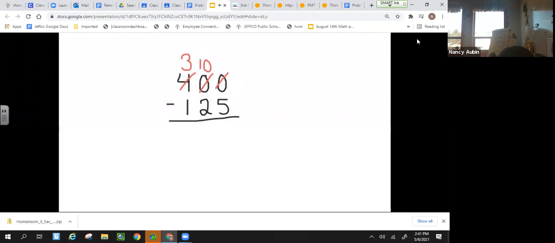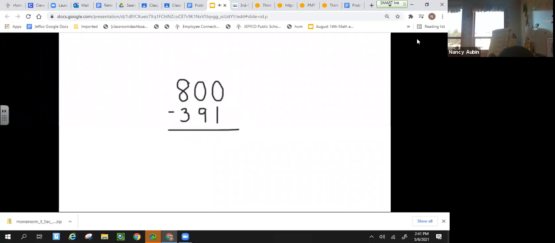Now that we have a 10 in our tens place, we can borrow from the 10, take 1 away, make it a 9, so that we can give 10 to our ones place. Now that we did all of that regrouping, we can subtract. 10 minus 5 is 5, 9 minus 2 is 7, and 3 minus 1 is 2. Our answer is 275.